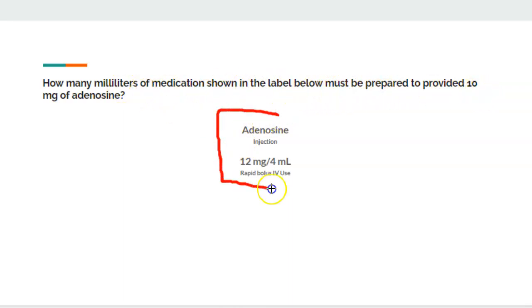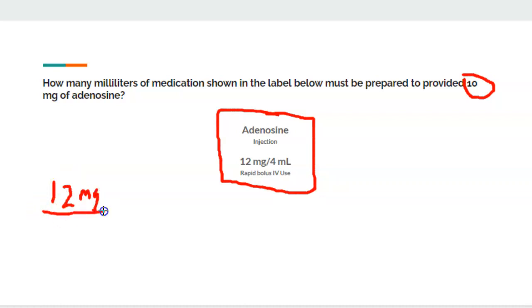Well, here's our label. This is what we have in the pharmacy. We have adenosine. It's 12 milligrams per 4 milliliters. And our physician wants 10 milligrams. So I'm going to set this up as a ratio proportion. I'm going to do 12 mgs over 4 mLs, milliliters. We'll set that equal to our proportion, which we don't know what this is.